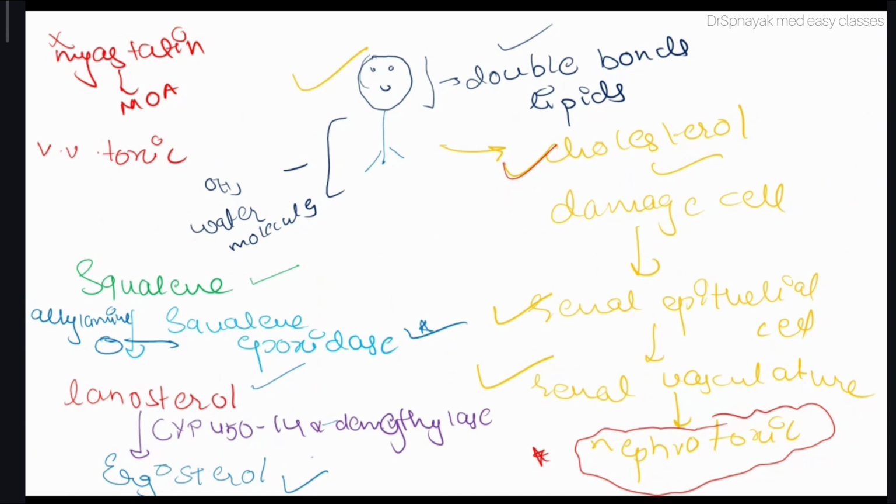So it blocks the production of ergosterol, which is the major steroid present in the plasma membrane. Ultimately, it will lead to fungal cell death. Now, what are the examples of these allyl amines? These allyl amines are naftifine first.